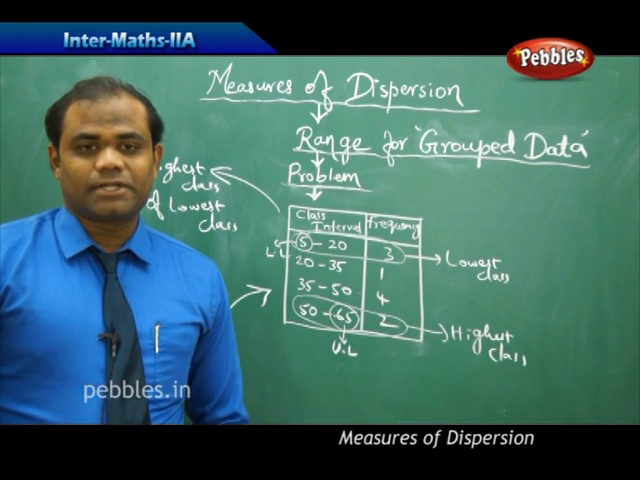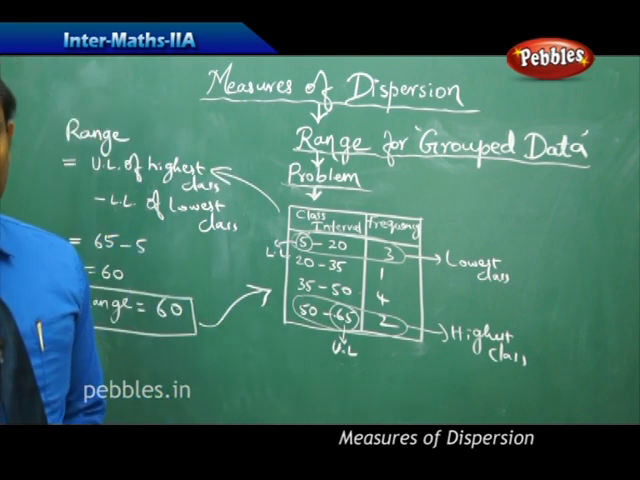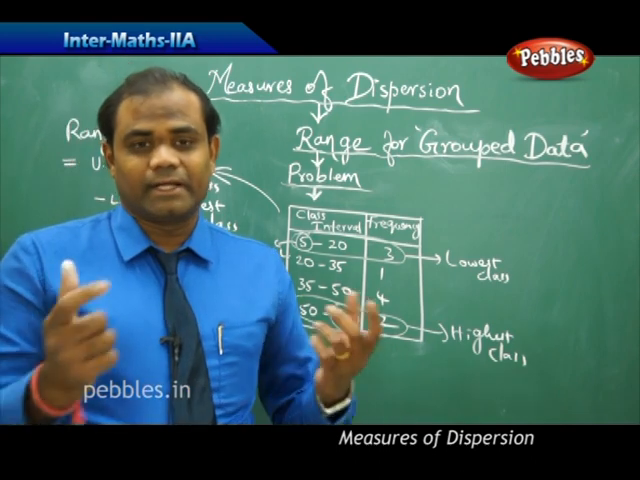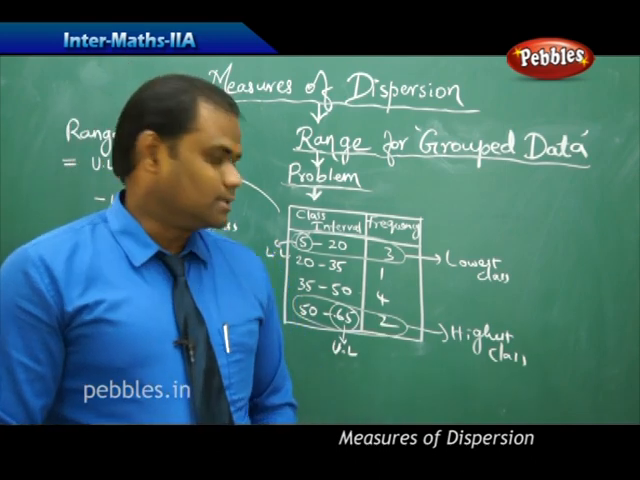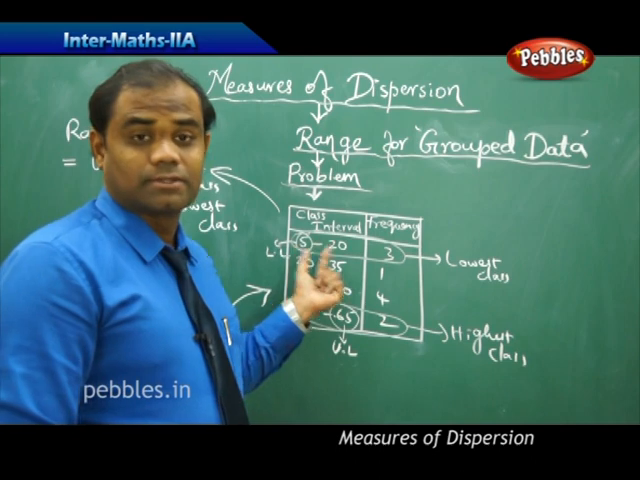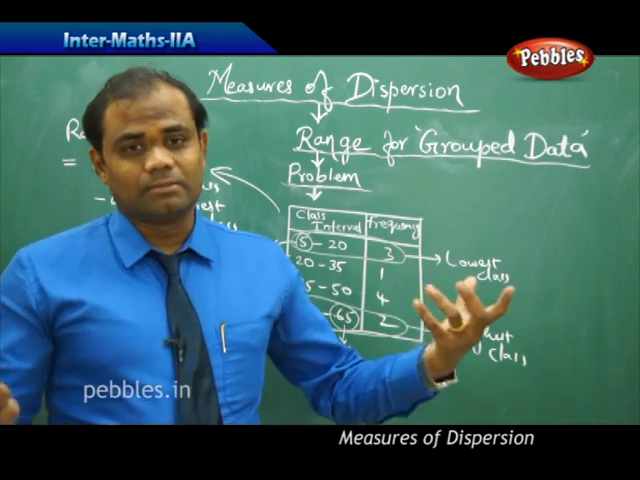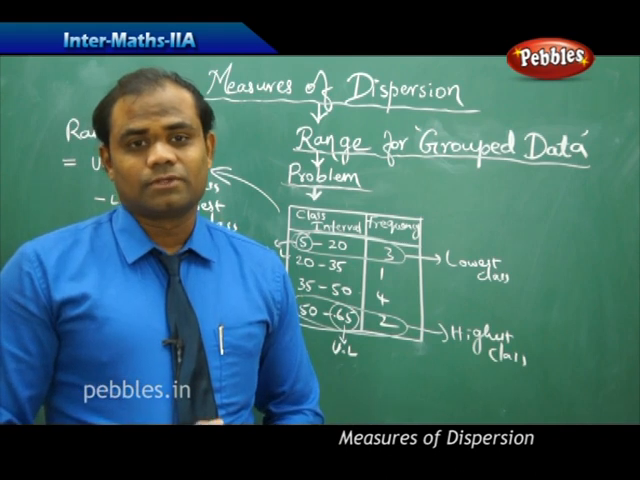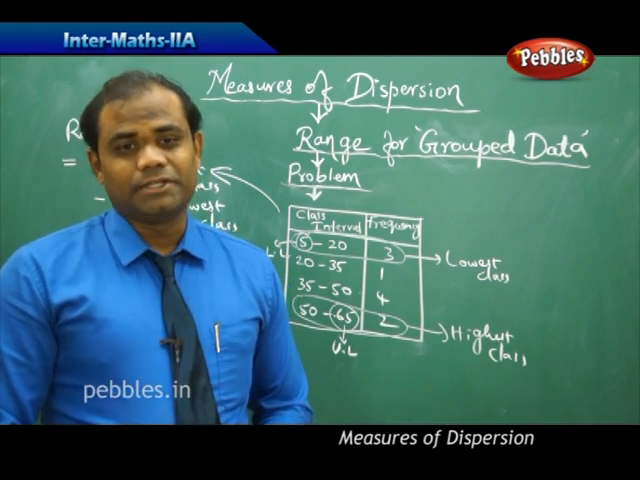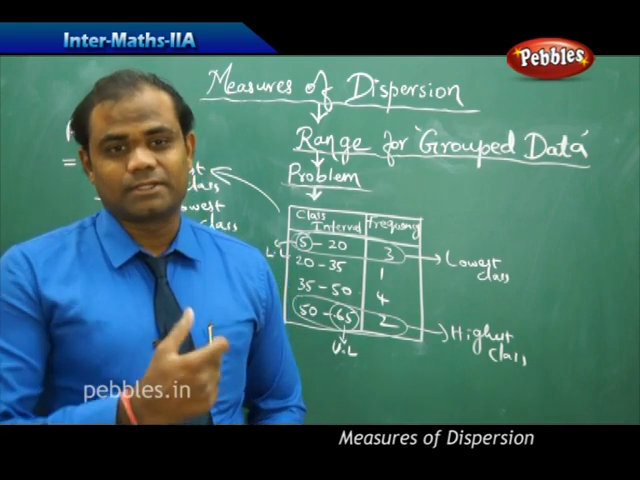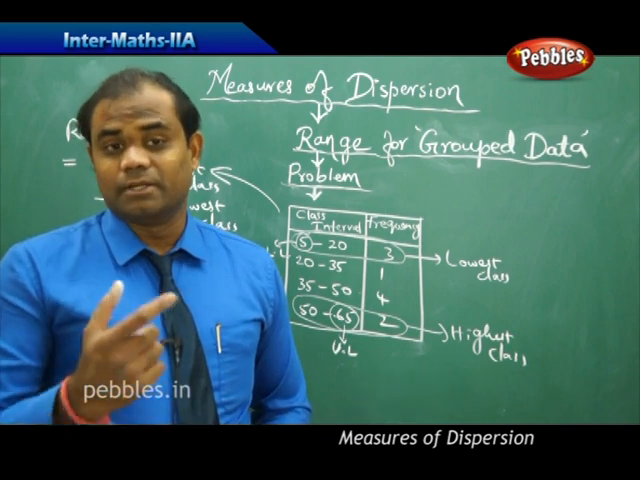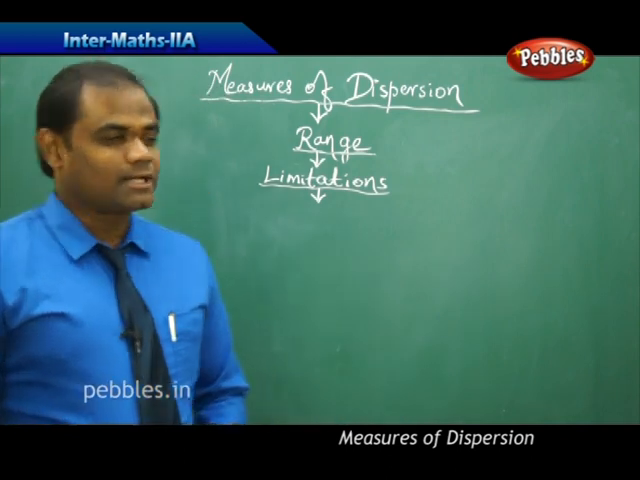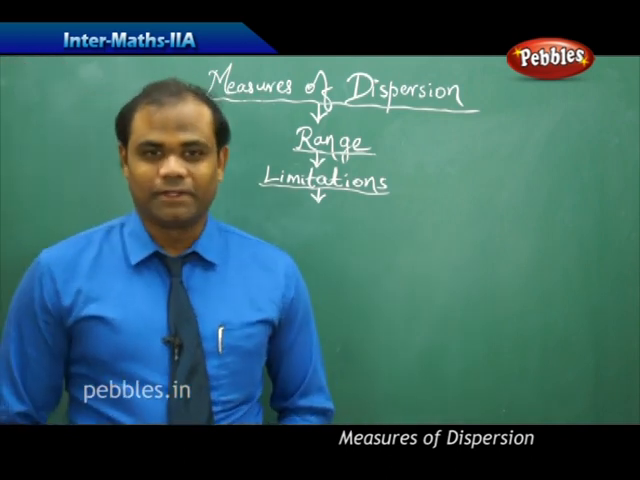So finally we understand that the range is the highest value minus the least value of the entire data, which is similar in case of grouped and ungrouped data. Let's see how range is applied more practically in real life and its limitations. Now comes the discussion on limitations of range.